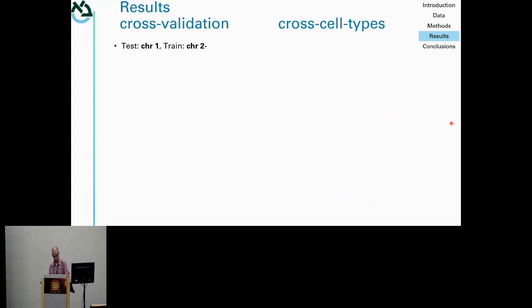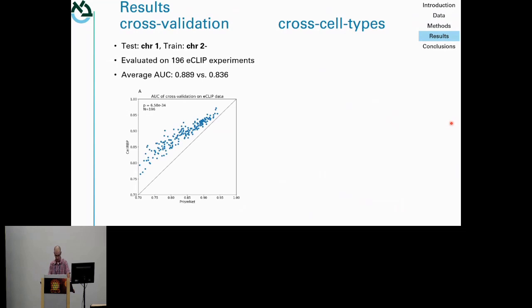So we decided to leave out, and this is also commonly done, all the binding sites from chromosome 1 as a held out test set, and we used all the rest of the genome as the training. We evaluated this performance on the 196 experiments, and here are the results.